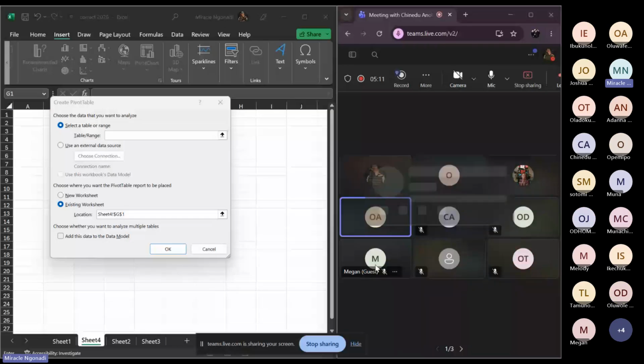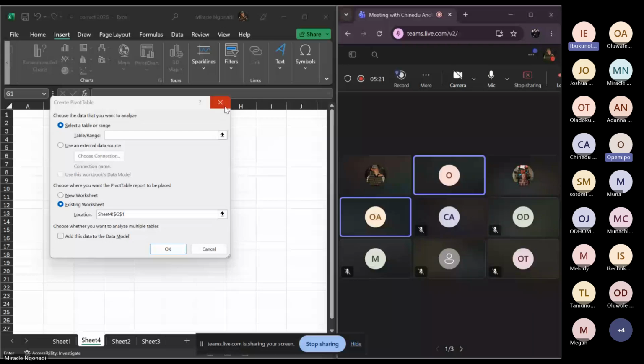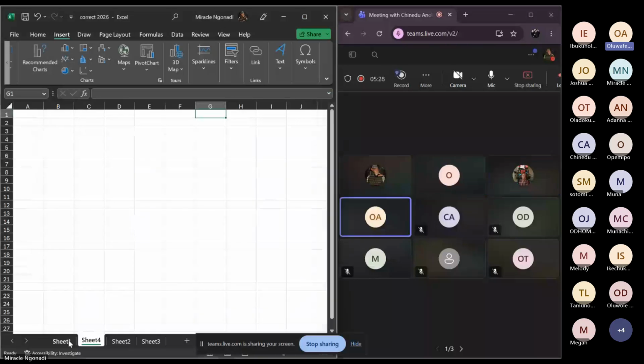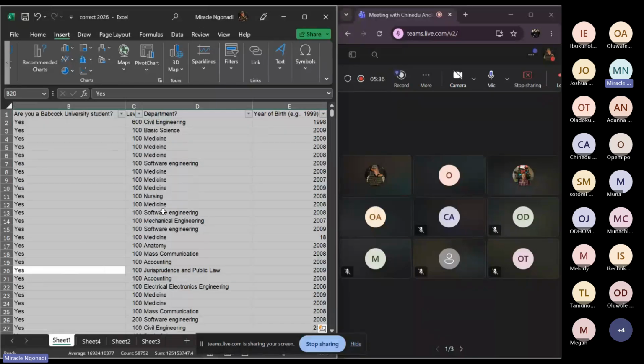Sir, can you see my screen? Just hold on, let me look into that. Just hold on. Let's go back into Teams. I can't see your screen yet. Try to move around. Let me see if I can see your screen. Okay, yes, I think I can. Okay, so this is my sheet one where I highlighted everything.